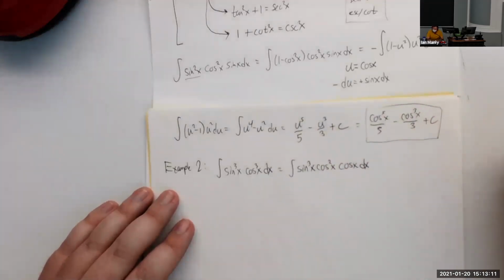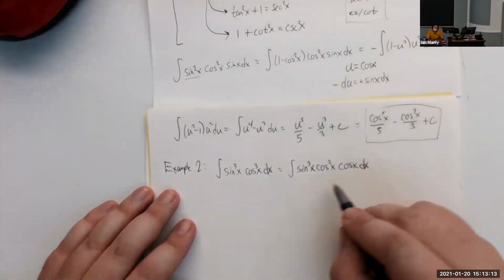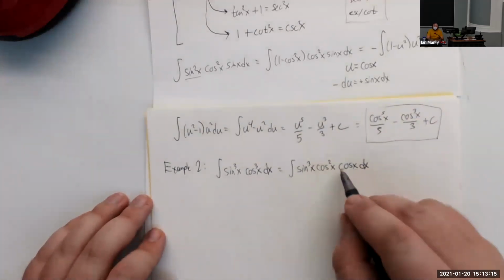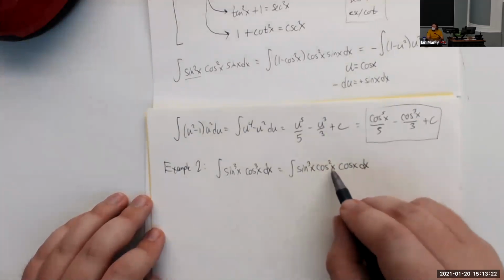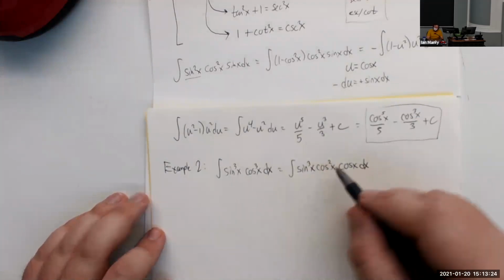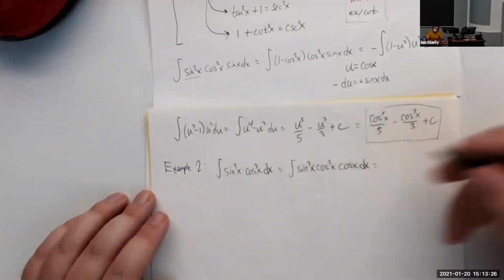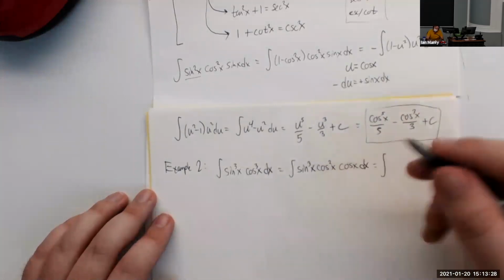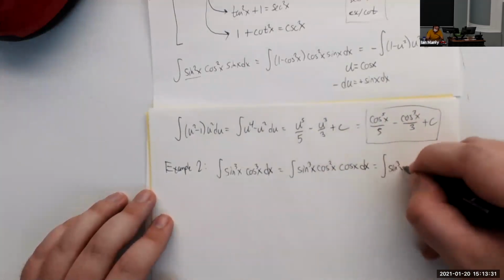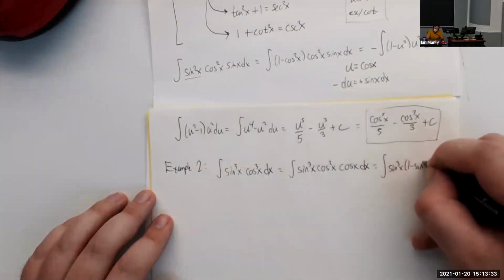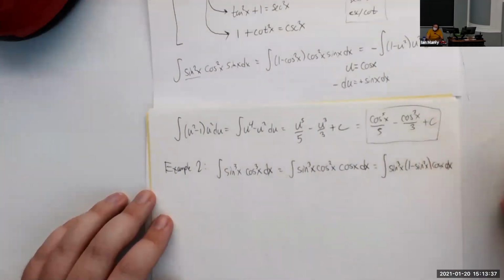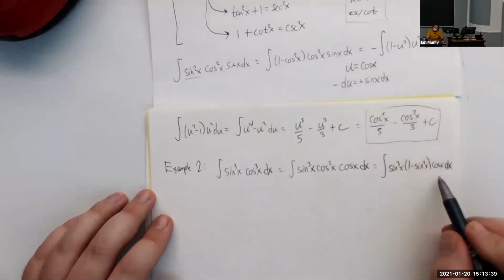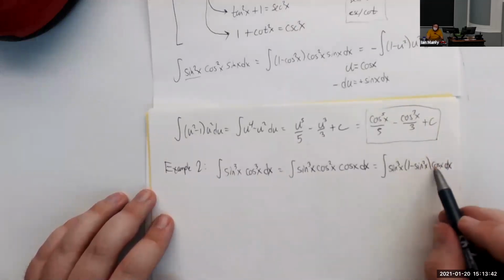Okay, so we did that. And then what do I do next? Let me ask you guys, what am I going to do now that I pulled off one of the cosines? That's right. We're going to turn this cosine squared into a sine squared using the Pythagorean identity. So whenever I have a cosine squared, I can change that into 1 minus sine squared. Okay. And then with that finished, I have a bunch of sines and one cosine.